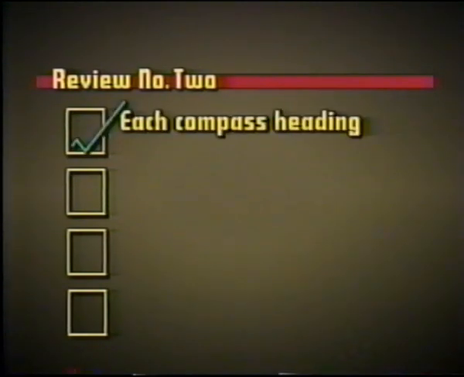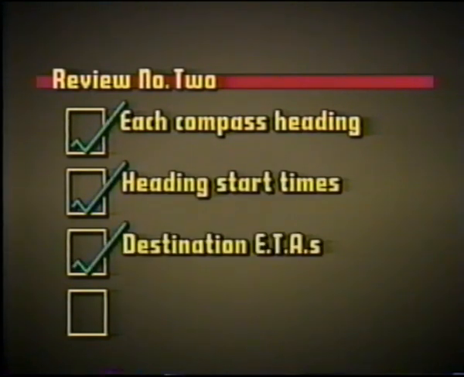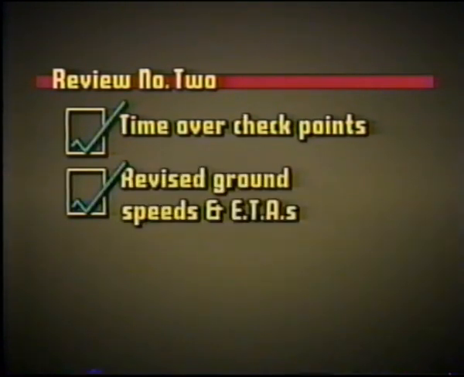What information must be logged while in flight? The pilot must record each compass heading, the time the aircraft sets out on each heading, the ETA at the destination and turning points, time over or by checkpoints and turning points, and new ground speeds and revised ETAs.